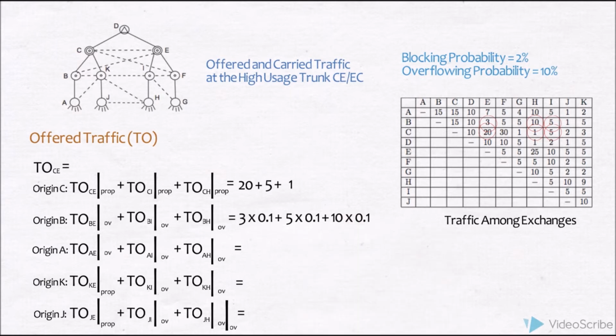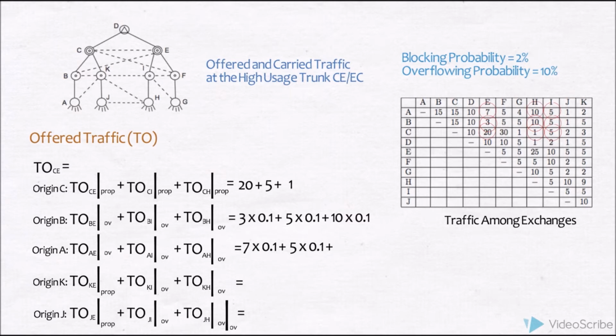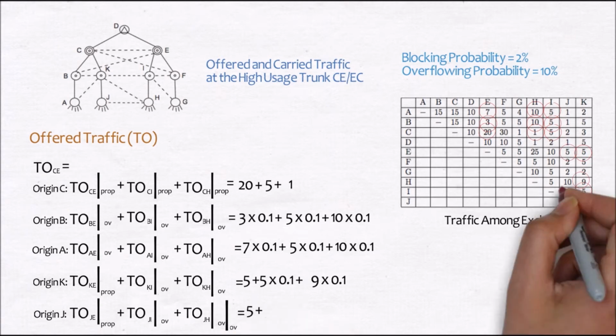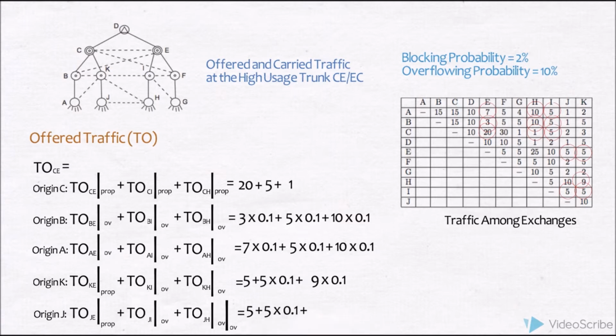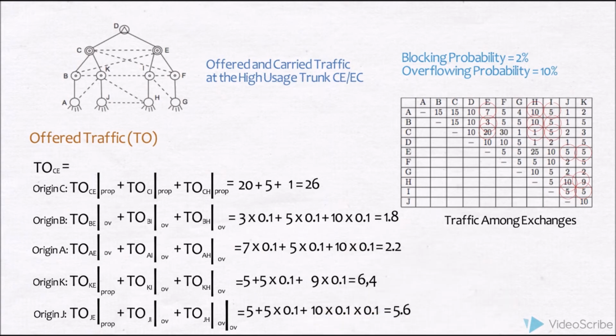We repeat the same with the origin A and K, taking into account that the traffics in the table are completely symmetric. And finally, we go to the traffic with its origin in the exchange J. I guess you're thinking, what do I have to do with the traffic overflowing twice? Okay, that's very simple. You only have to multiply again times the overflowing probability. And now, let's check the result. Fine. The overall traffic is 42 Erlangs.